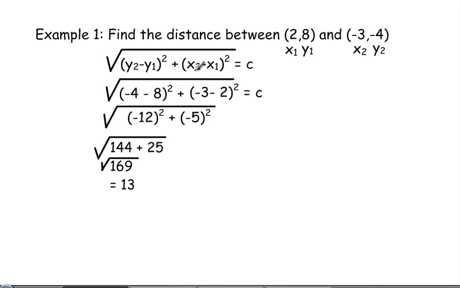The other one is x2, which is -3, right? Subtract x1, which is 2. -3 subtract 2 turns out to be -5. And of course I have to square that. So -12 squared is 144, -5 squared is 25. Add them together, square root of 169. Put that in my calculator, so the answer is 13. So the distance between these 2 points in the coordinate plane is 13 units.